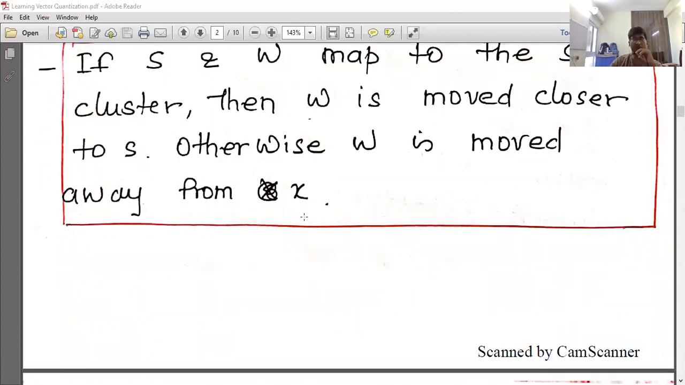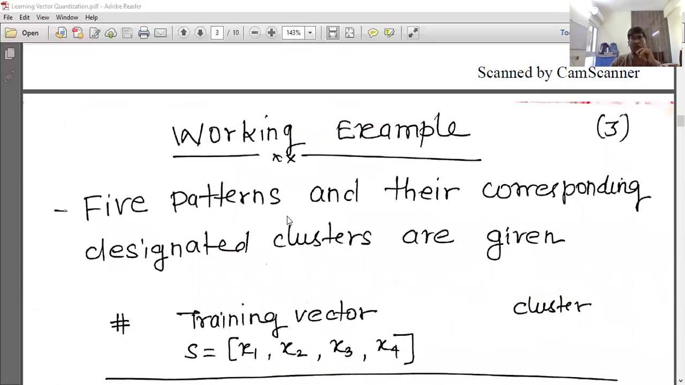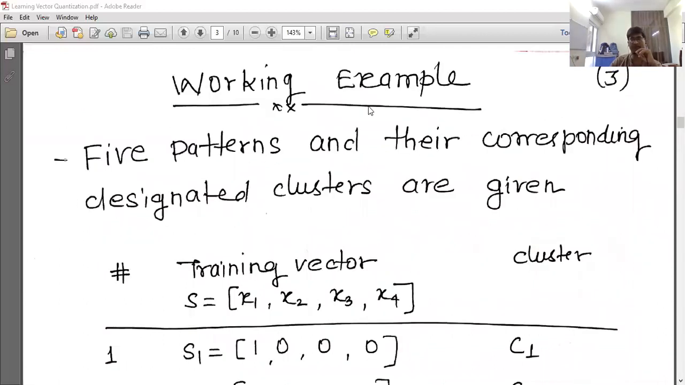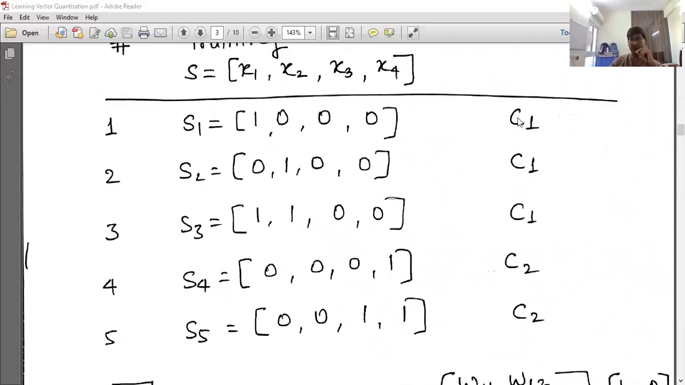That is how the training would continue. So let us do the algorithm along with the working example. So this example would also cover the algorithm part, right? For example, we are taking these 5 input patterns, and their corresponding cluster inputs are given, right? You can see that each of these input units has 4 components, right?